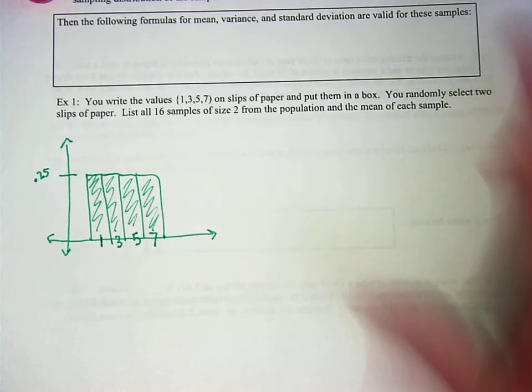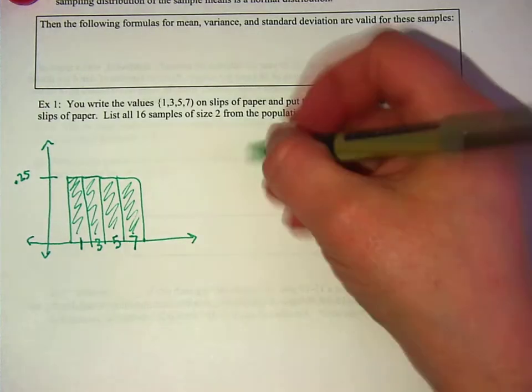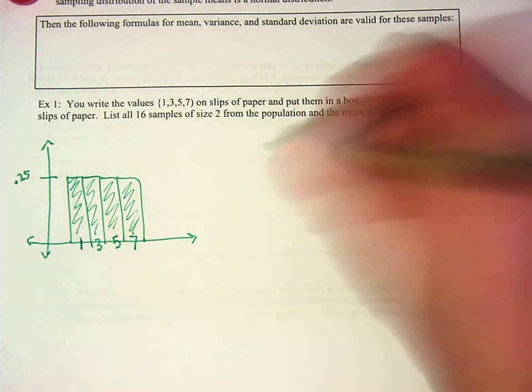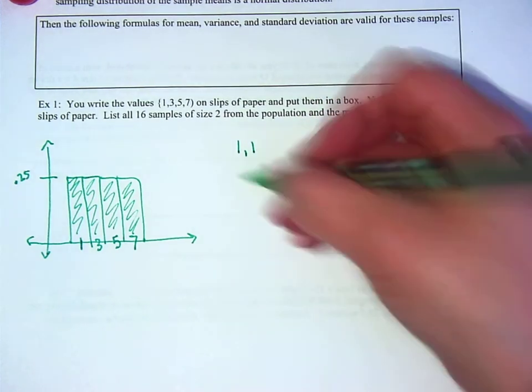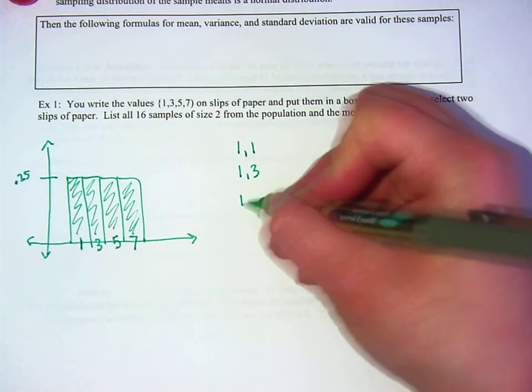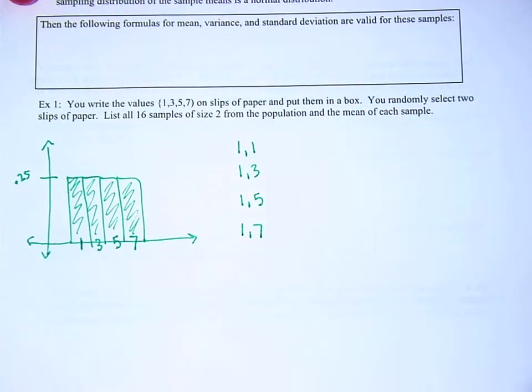So now let's start saying that we start grabbing pieces of paper from this. And by the way, you can put the piece of paper back. So you could get a 1, put it back, and draw a 1 again. So let's start talking about all the options here. All right. So we got a 1 and a 1, a 1 and a 3, 1 and a 5, 1 and a 7. You guys see how I'm doing this?